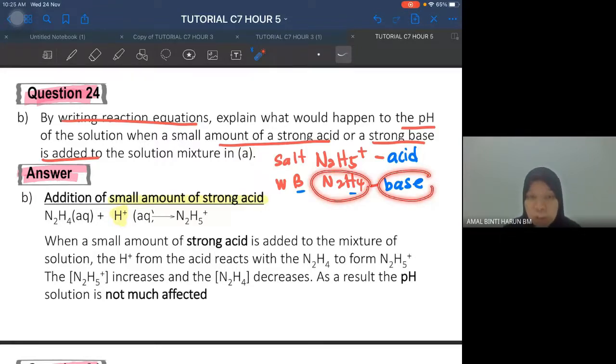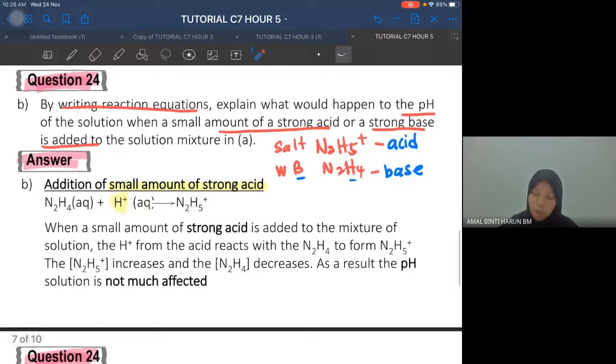Remember the definition of the Bronsted-Lowry definition acid base. Acid according to Bronsted-Lowry is the species that donate hydrogen or donate proton, while base is species that easily accepting the proton.